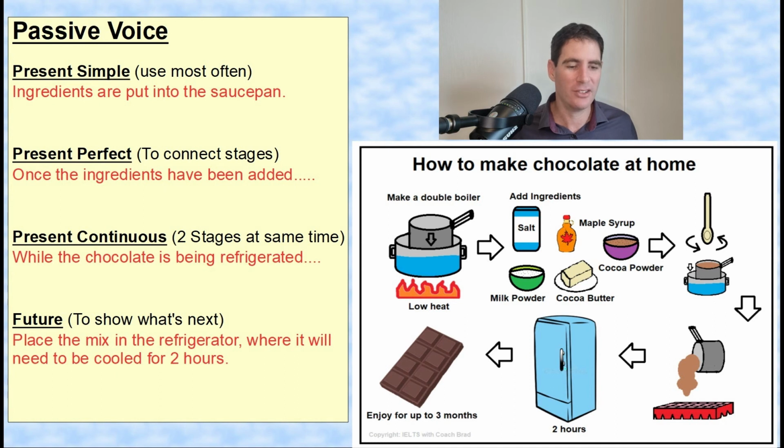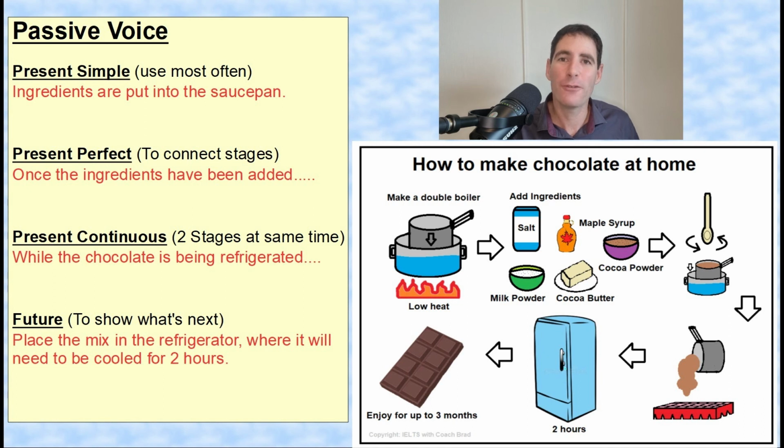Present continuous passive, this is what we do when two things are happening at the same time. For example, while the chocolate is being refrigerated, you can wash the dishes. Okay, now washing the dishes is not part of my process, so do not include that. I have just used it as an example. Another example. Imagine you are making a pizza. While the pizza is being cooked, you can sit back and relax.